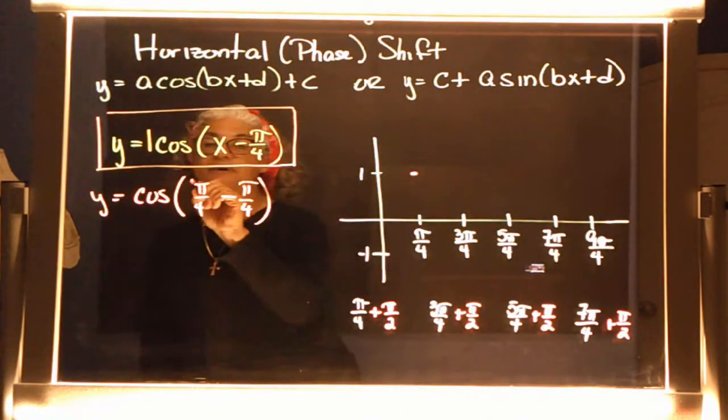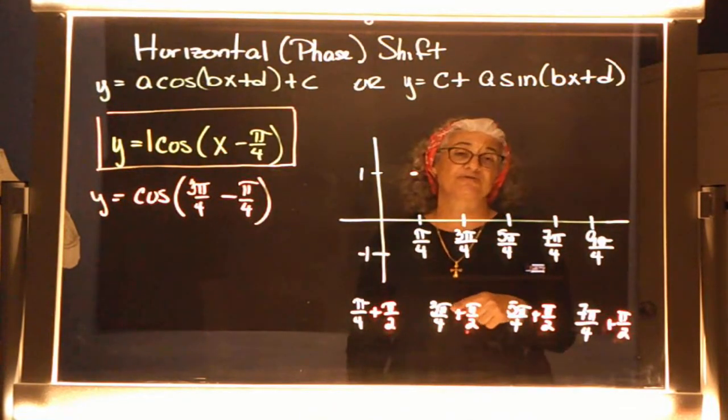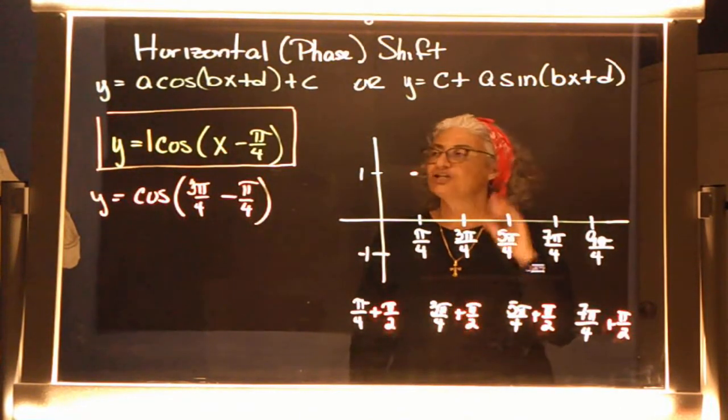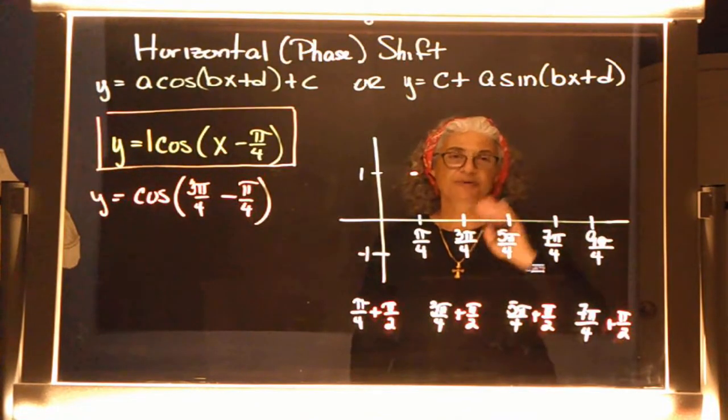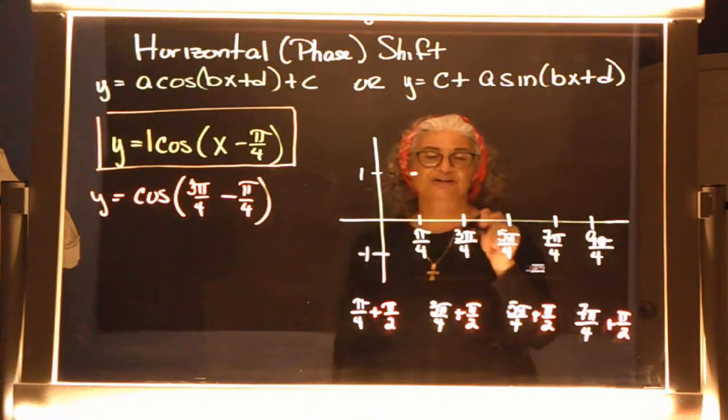Then I plug in 3 pi over 4. Well, what's 3 pi over 4 minus 1 pi over 4? Yeah, 2 pi over 4, which reduces to pi over 2. You know the cosine of pi over 2. That's right, it's 0.